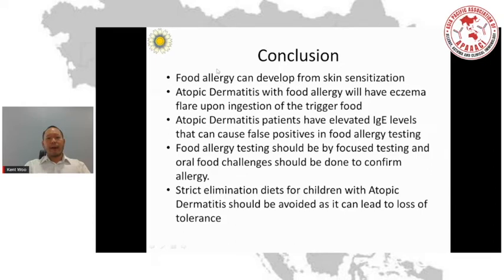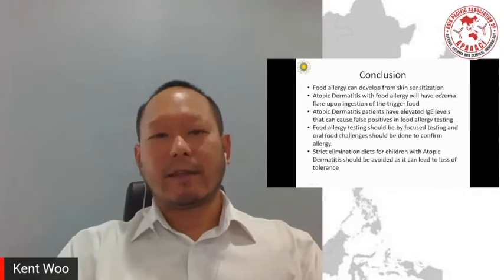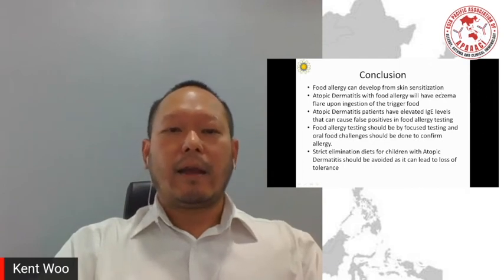First, food allergy can develop from skin sensitization, and atopic dermatitis with food allergy will have eczema flare upon ingestion of the trigger food. If you eliminate that trigger food, atopic dermatitis will improve. Now, these atopic dermatitis patients can have very elevated IgE levels that can cause false positives in food allergy testing. Therefore, you must do focused testing and you must do oral food challenge to confirm true allergy.